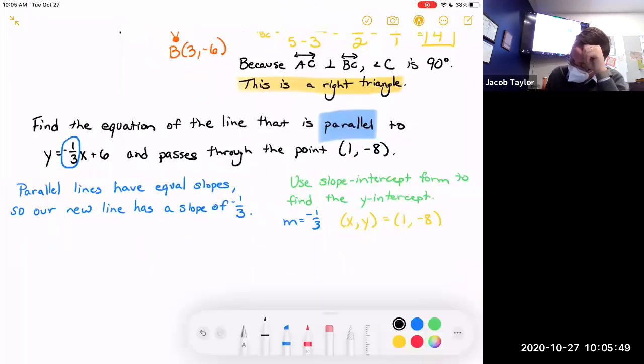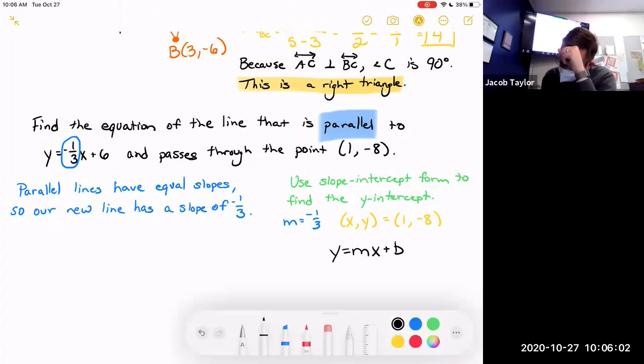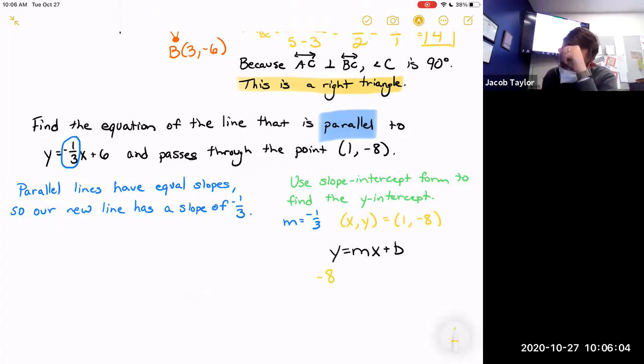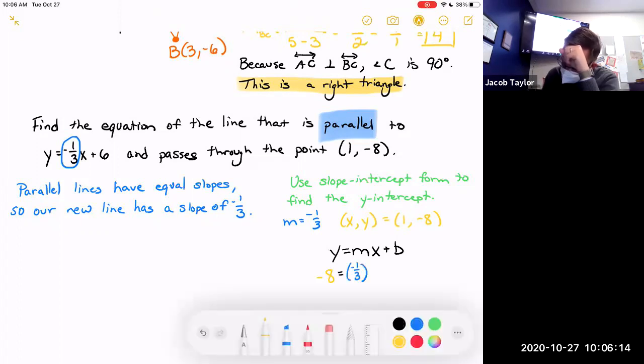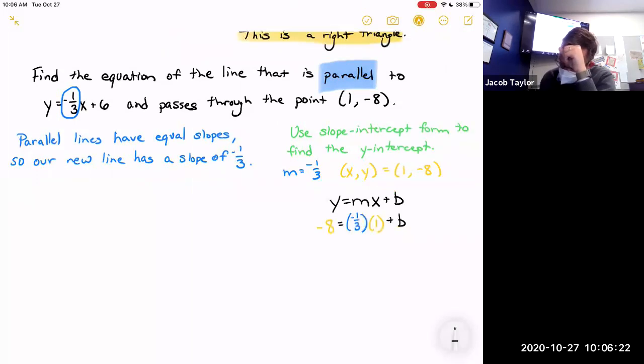So when I do slope-intercept form, y equals mx plus b, I can replace the m, the x, and the y with numbers and then solve for b. -8 equals negative 1/3 times 1 plus b. Word on the street is negative 1/3 times 1 is negative 1/3.